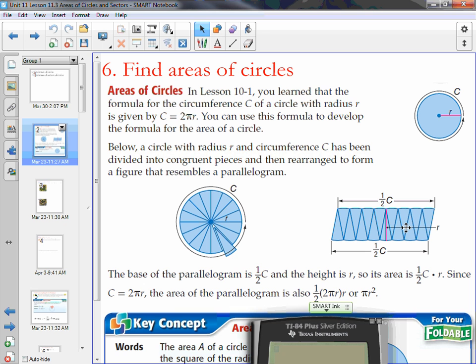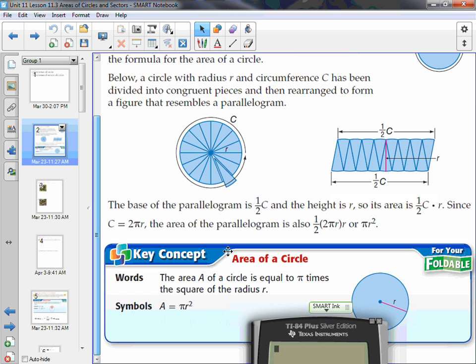Well, we already know how to find the area of a parallelogram. It's base times height. Okay? So, look, the top base up here is half the circumference because the bottom base down here is the other half. So the base of the parallelogram is half the circumference. And then what's the height of the parallelogram? Well, it's the original radius. Okay? So if you multiply 1/2 C times r, you get the area.